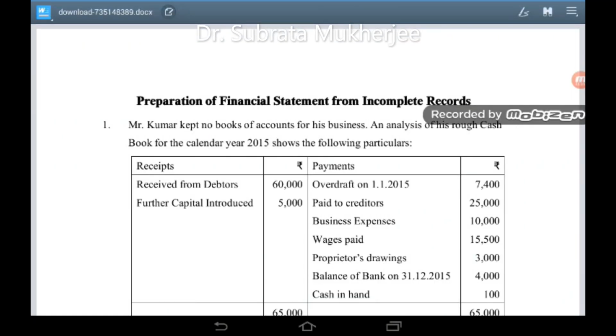Mr. Kumar kept no books of accounts for his business. An analysis of his rough cash book for the calendar year 2015 shows the following particulars. On the receipt side, receipt from debtors 60,000, further capital introduced 5,000. On the payment side, overdraft on 1st January 2015 7,400, paid to creditors 25,000, business expenses 10,000, wages paid 15,500, proprietor's drawings 3,000, balance of bank on 31st December 2015 4,000, cash in hand 100.